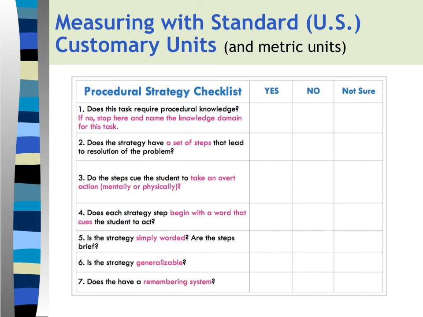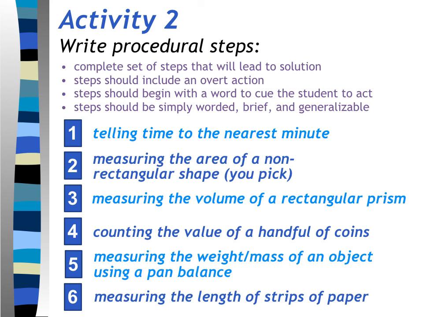Measuring with standard customary units requires clear procedural strategies. Remember this procedural strategy checklist? You're going to put it to use again here. I want you to choose one of the scenarios below and write a complete set of procedural steps that would lead to the correct measurement. The steps should all include an overt action, should begin with a word that cues the student to act, and should be brief and generalizable. See if you can even come up with a remembering system.